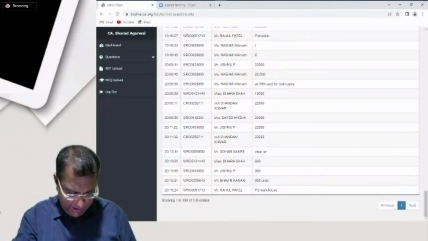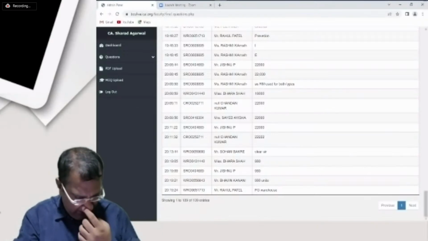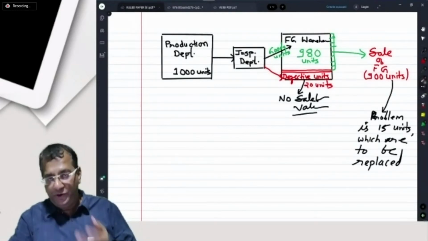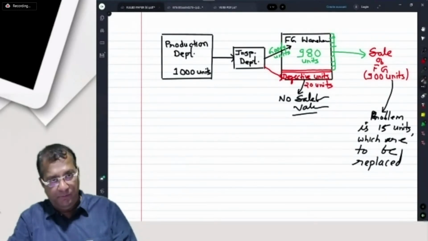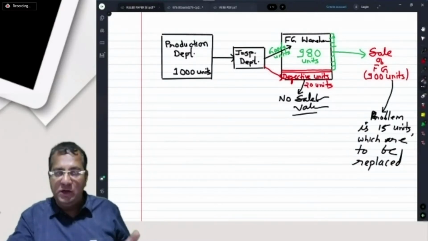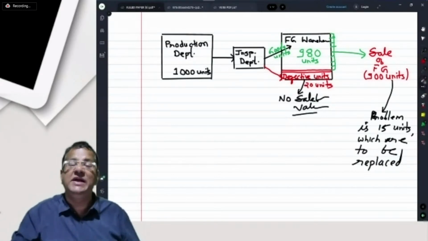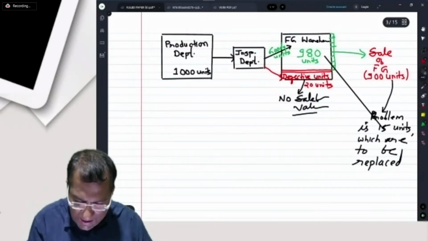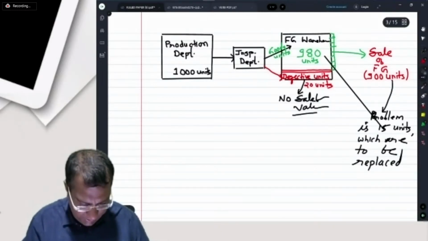Very good, beta. Dhara, Jishnu, Bhavin, Rahul Patel correctly answered. Definitely, I have paid for the good unit. So whenever there is a problem and the company has to resolve that, the company is replacing my mobile phone. So definitely, I want the brand new mobile phone. Why will I take the defective one? Definitely, these 15 units will have to be replaced out of these 980 units, undoubtedly.